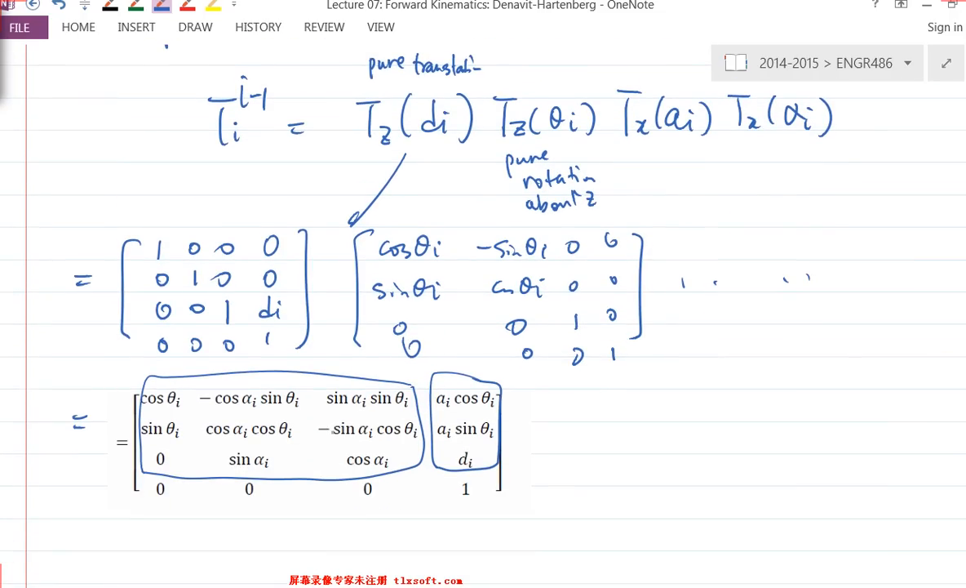Ultimately, if you have a number of links, you're going to have a number of these matrices, then you can just multiply them out, and then you will be able to get the matrix, right?